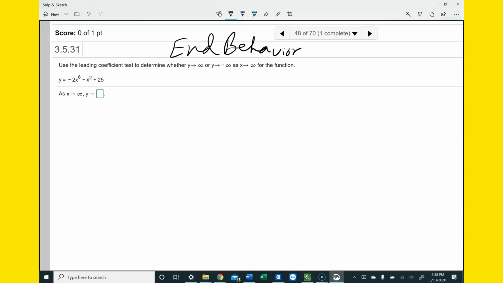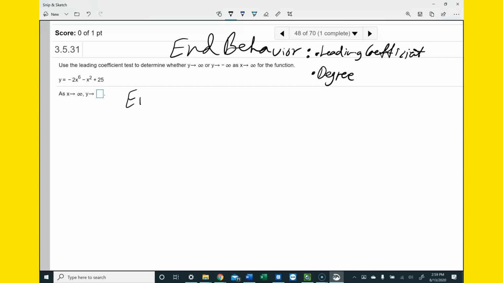End behavior, you can know all about the end behavior of a polynomial simply by the leading coefficient. It's determined completely by the leading coefficient and the degree. If you know those two things, then you can determine the end behavior completely. Nothing else about the function matters as far as the end behavior is concerned. So let's talk about that.